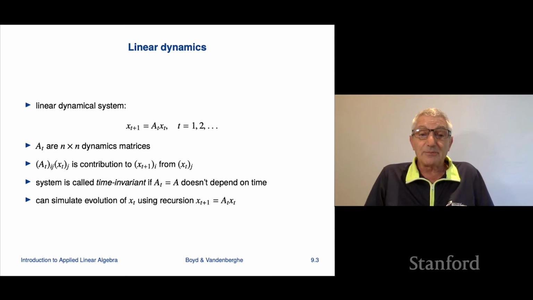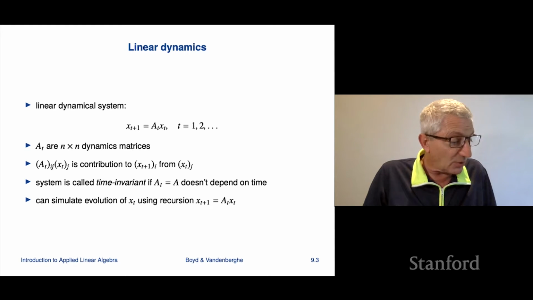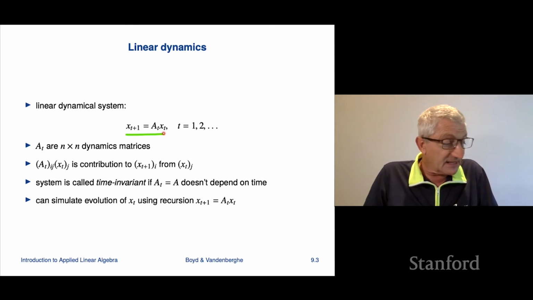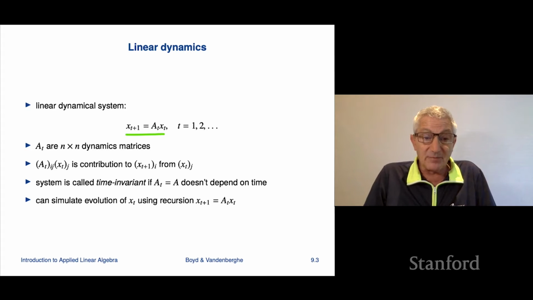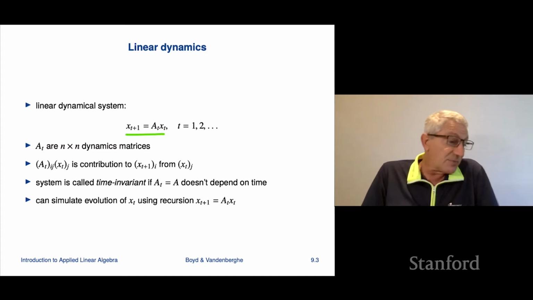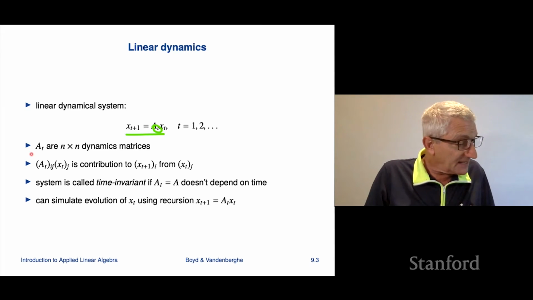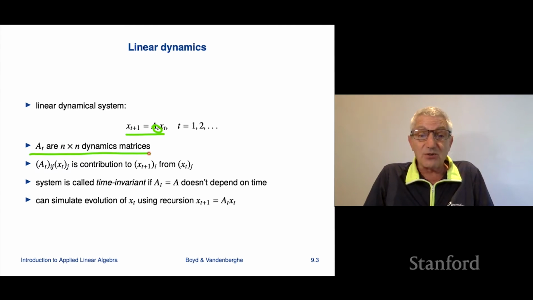Okay, now linear dynamics is this. It's a very special form. It says x sub t plus 1 is A sub t times x sub t. And that simply says that the next state is obtained from the current state by simply multiplying by a matrix. Now those matrices can vary with time. That's what this subscript t is here. And A sub t is an n by n matrix. It's usually called the dynamics matrix or the update matrix. Dynamics is a very common term to refer to this.